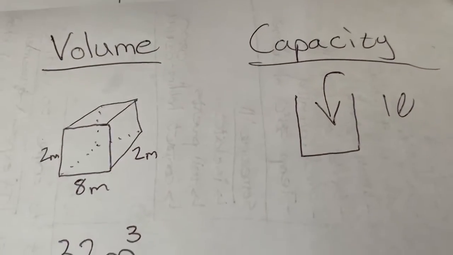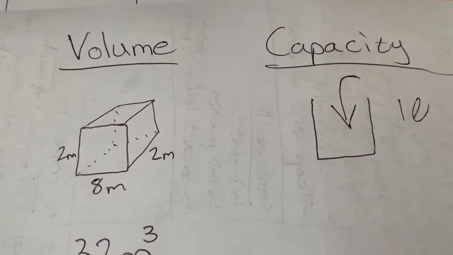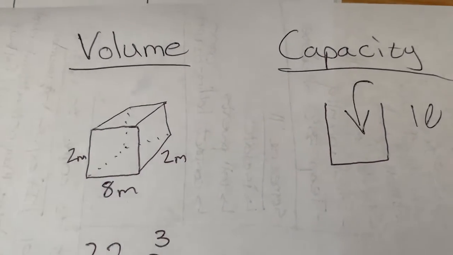So volume is how much space does it take, and capacity is how much can fit inside of it. So if I've got a jug of water or a container, the capacity means what is its capacity to hold something. How much can you fit inside of that object?